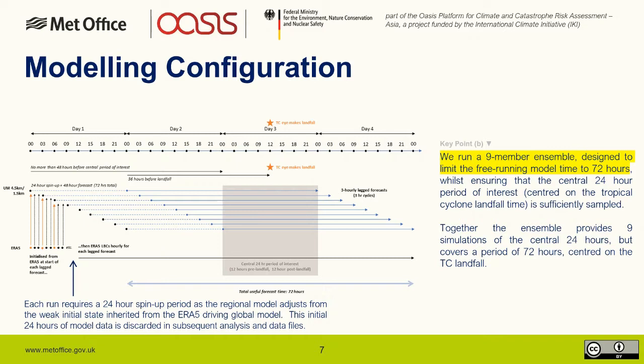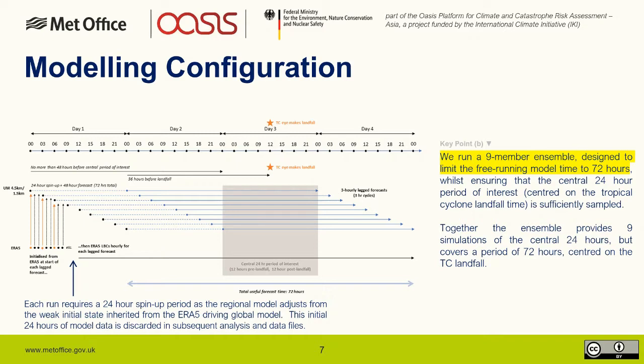Together, our ensembles provide 9 simulations of the central 24 hours, but our simulations sample a wider period of 72 hours by running 3 hourly lagged forecasts. This allows us to use a range of initial conditions from which to start our downscaling, the benefits of which we'll see in a moment.